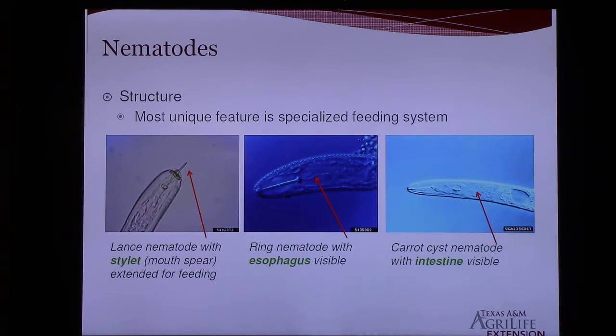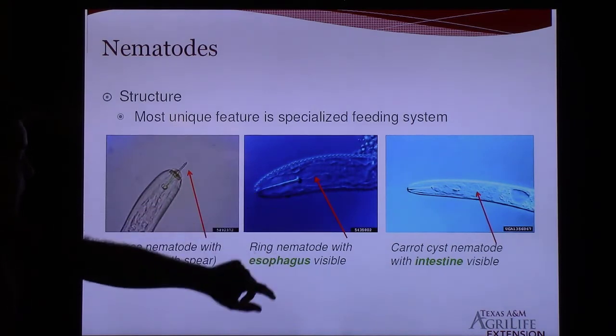Not all nematodes are bad. There are good, beneficial nematodes, but then there are those pathogenic nematodes as well. Many nematodes have a unique feature that distinguishes how they feed. This lance nematode has a little stylet, or a little spear, that extends from the mouth, and that's how it feeds.